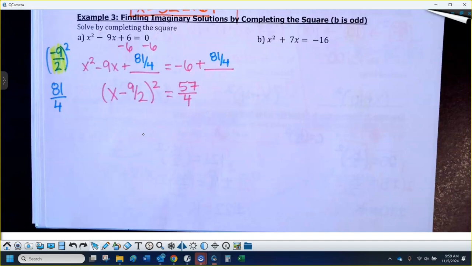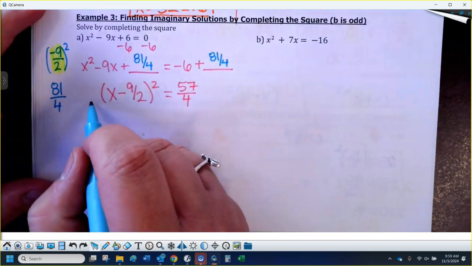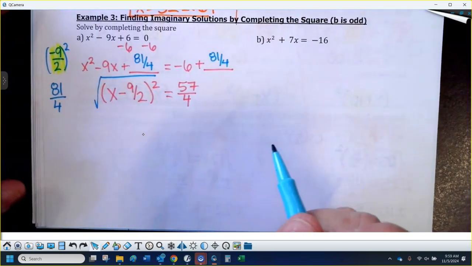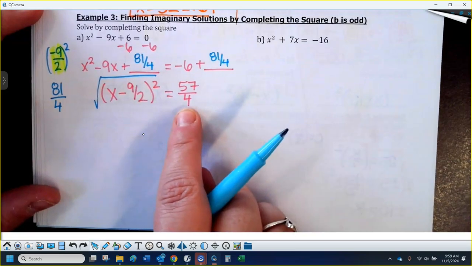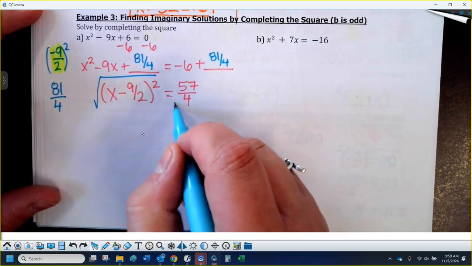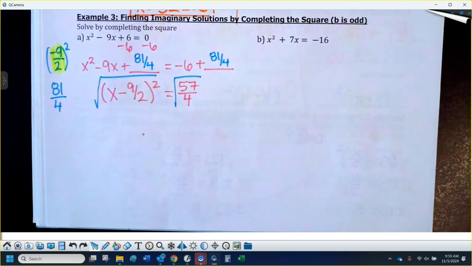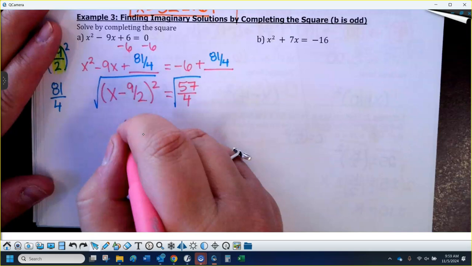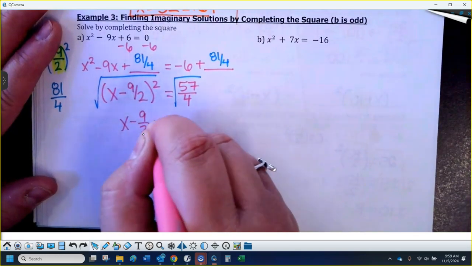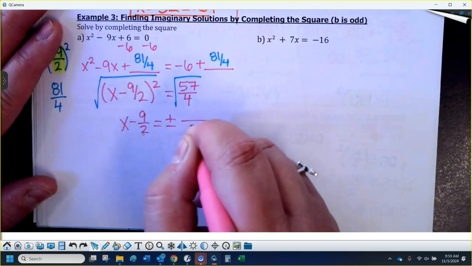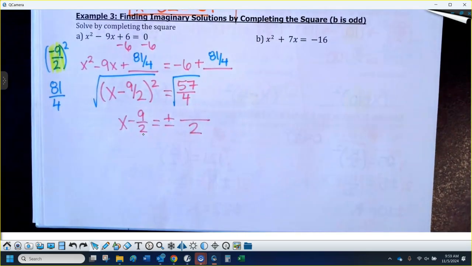Okay, now here's the reason why you want to leave this as a fraction. If you have done this correctly, every single time, the number on the bottom of this should be 4. Can I take the square root of 4? Yes. Okay, that's why you want to leave this as a fraction. So I'm going to have x minus 9 over 2 plus or minus, and the bottom of that will be 2, because this is the square root of 4.